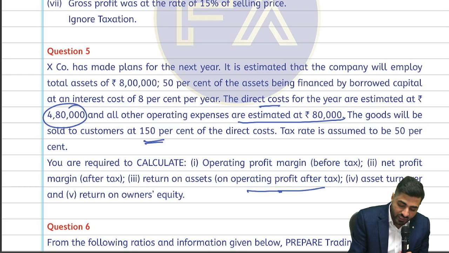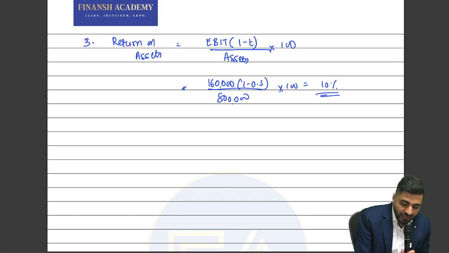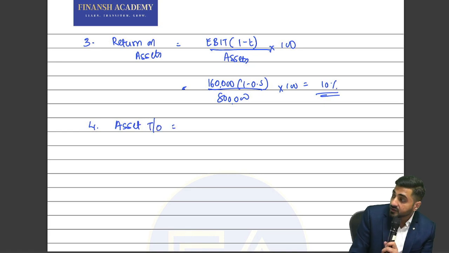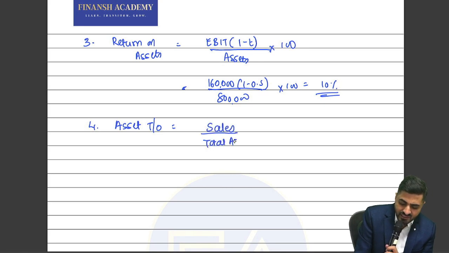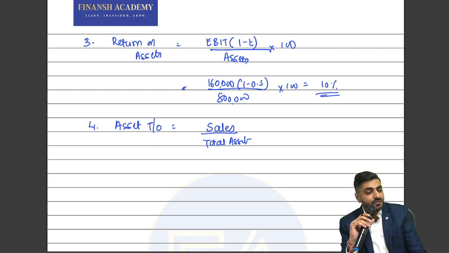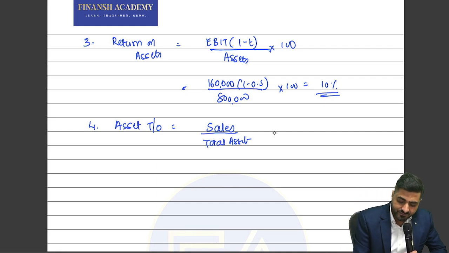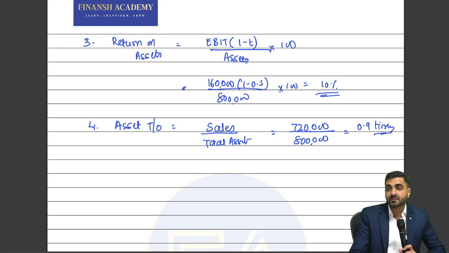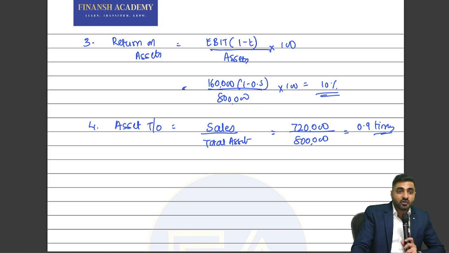What's the fourth ratio? Asset turnover ratio. All my intelligent students know what asset turnover ratio is. Sales by total assets. What is the amount of the sales? 7 lakh 20. What's the total assets? 8 lakhs. How much number of times? 0.9. There is no need to do any average because we don't have any opening balance.